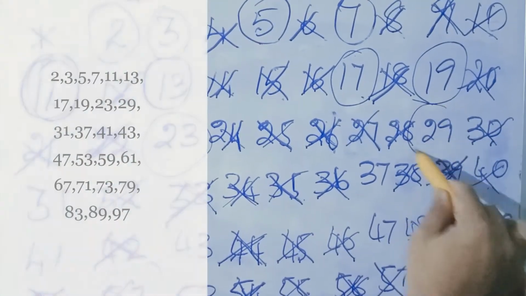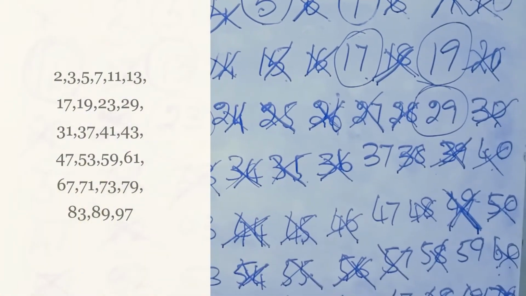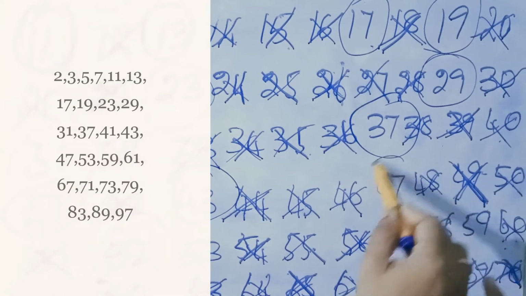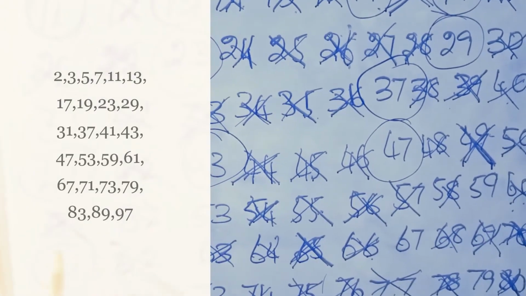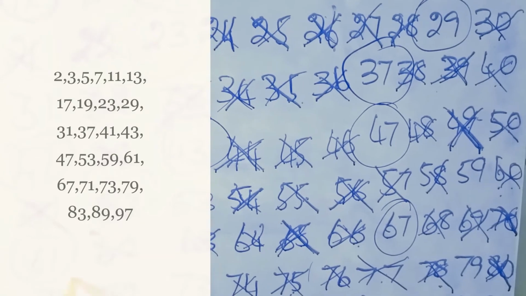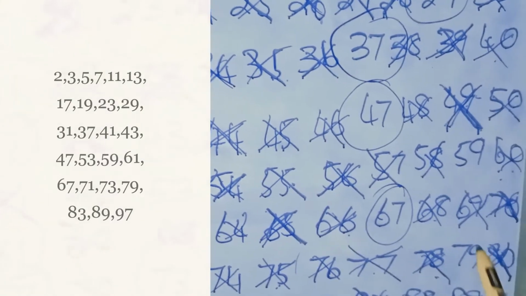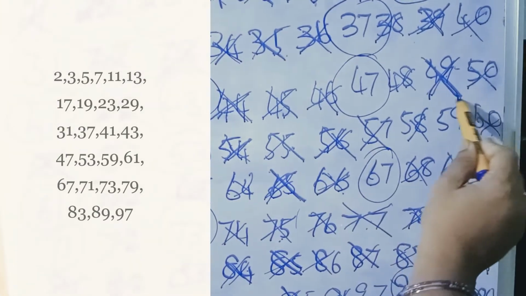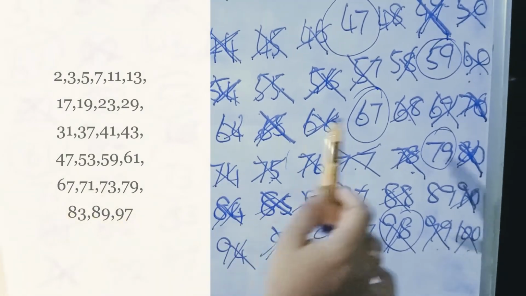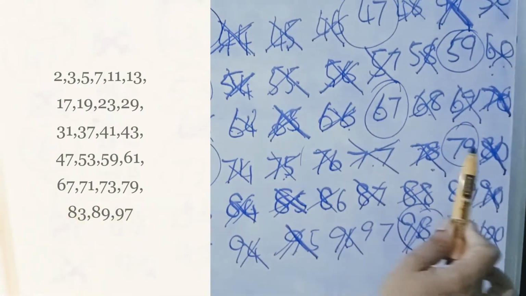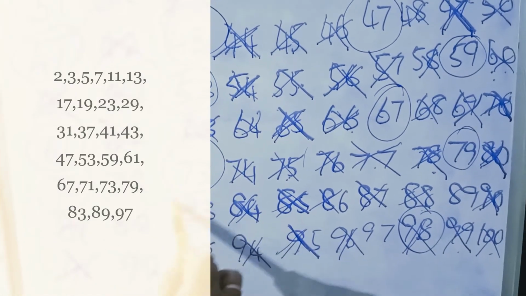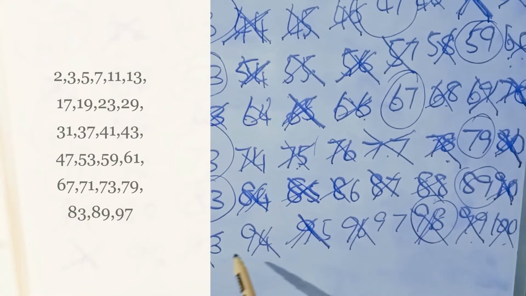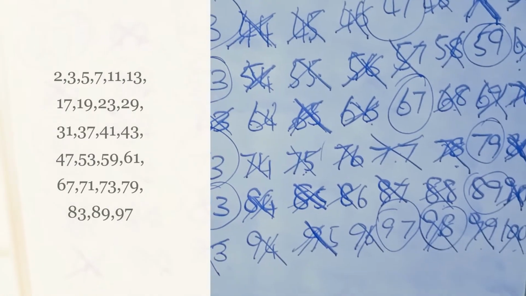23 is a prime number, 29 is a prime number, 31 is a prime number, then 37 is a prime number, 41, 43, then 47, then 53, 59, 61, okay, 67, 71, 73, 79, then 83, then 89, then 97. Okay, these all are prime numbers.